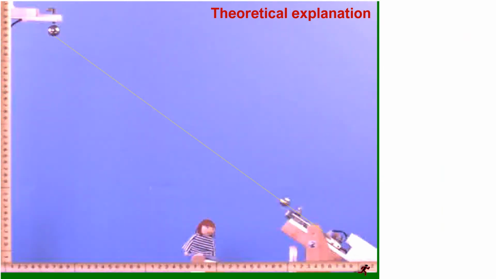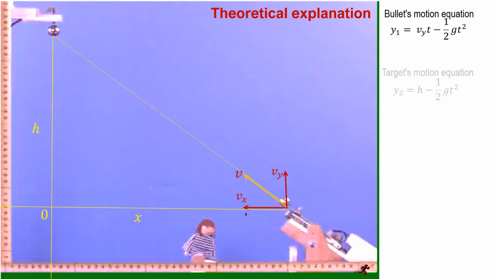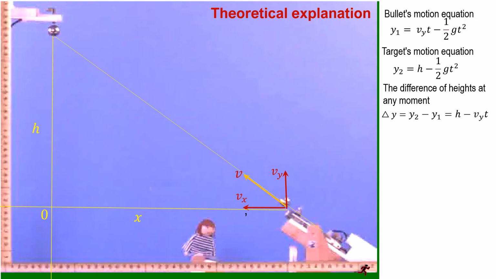Theoretical explanation. Bullet's motion equation. Target's motion equation. The difference of heights at any moment. The time up to the fall line. From the geometry.